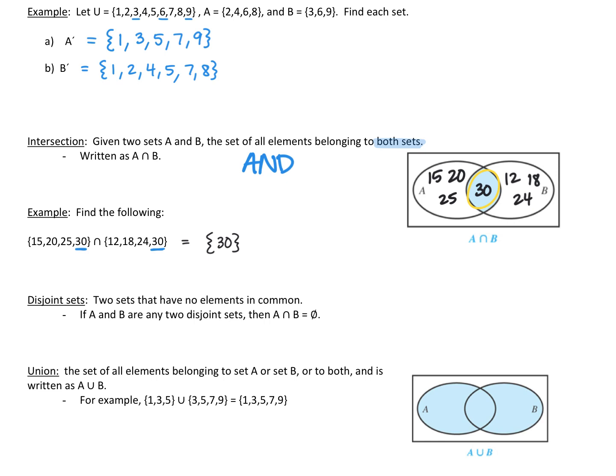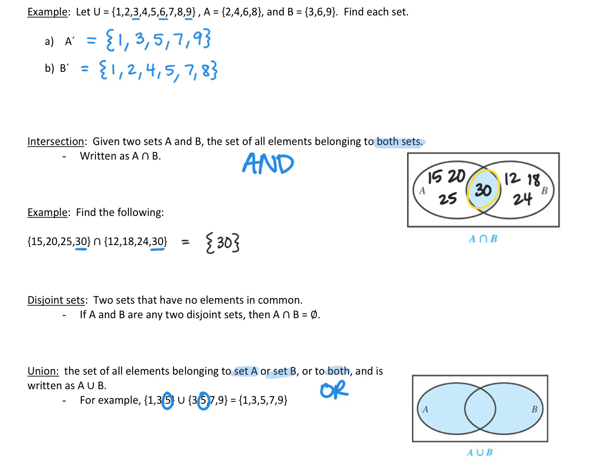And then the last thing is union. Union is the or. Okay? It's the set of all elements belonging to set A or set B or to both. So you've got to include everything that's listed. For example, if I've got the union between 1, 3, 5 and 3, 5, 7, 9, you can see the one I have in common is the 5.